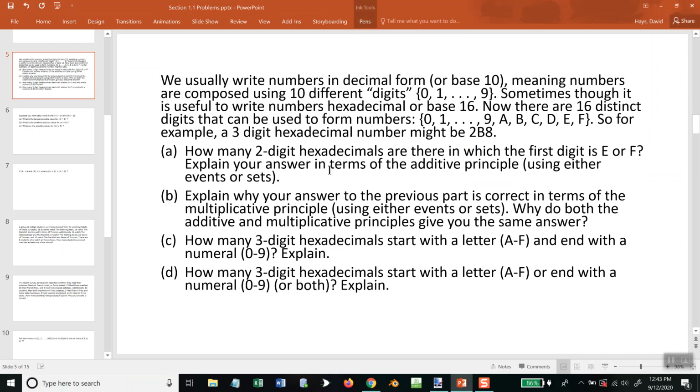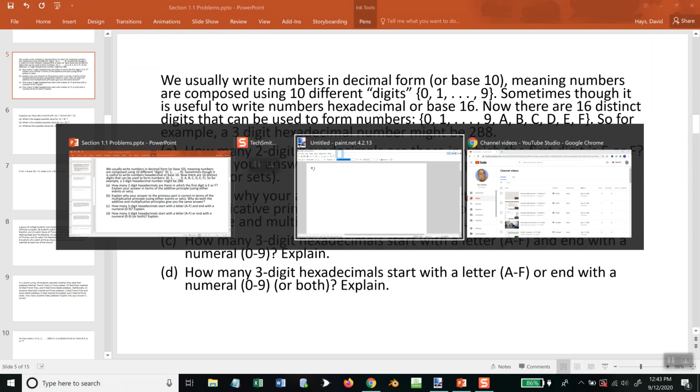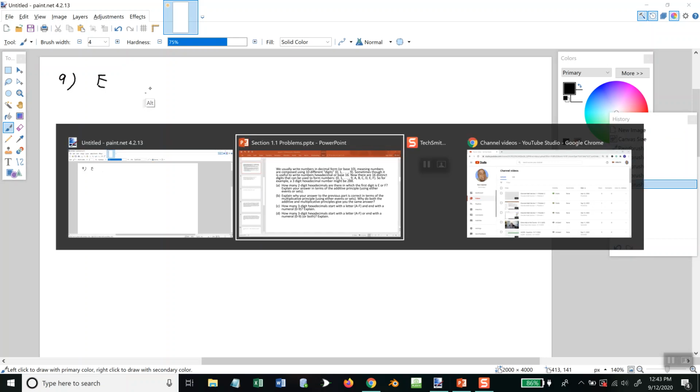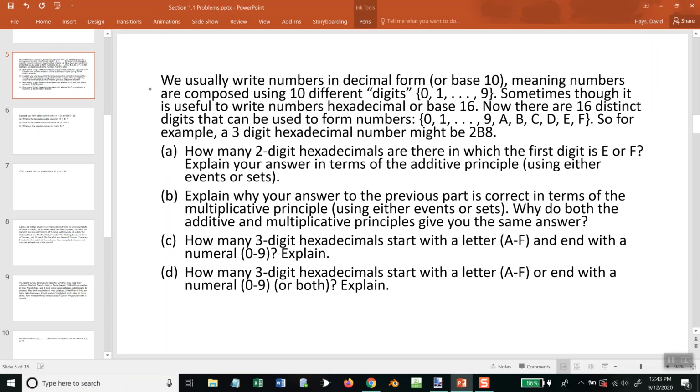How many 2-digit hexadecimals are there in which the first digit is E or F? Explain your answer in terms of the additive principle, using either events or sets. Okay, E. And I'll write this out. E or F. Okay.